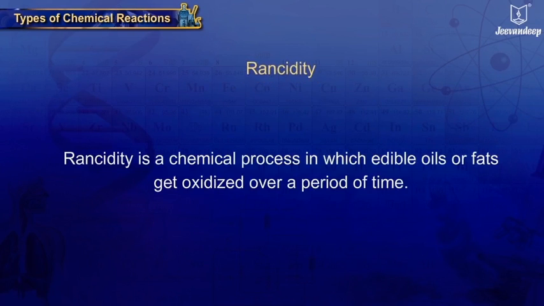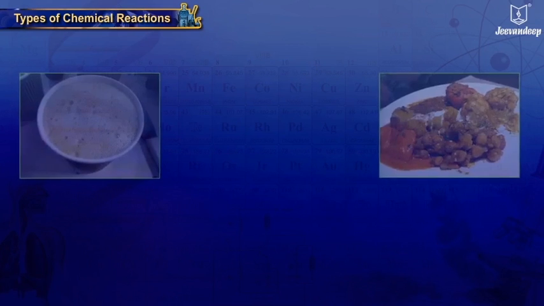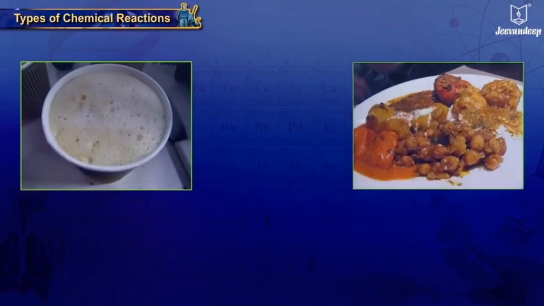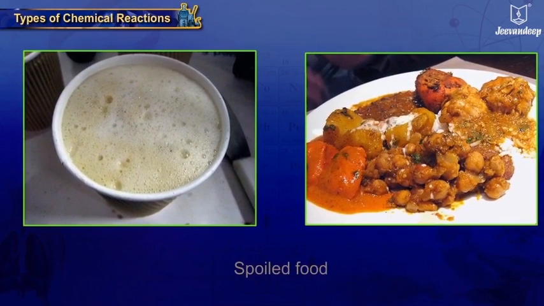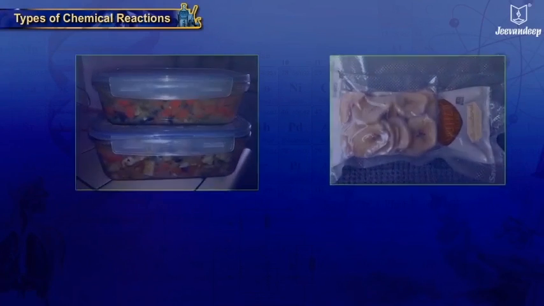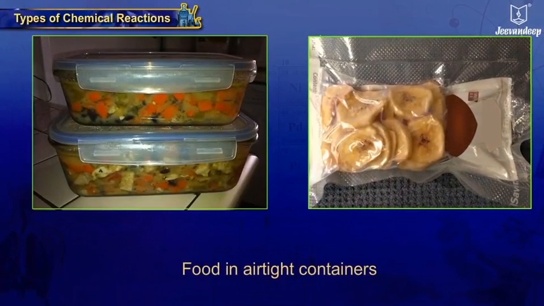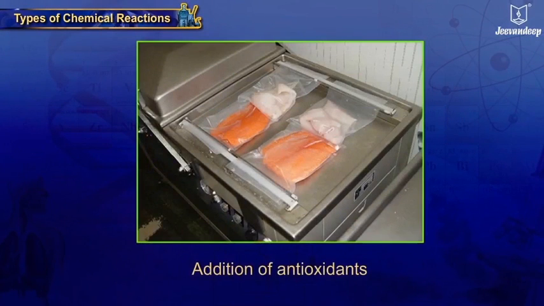Rancidity. Rancidity is a chemical process in which edible oils or fats get oxidized over a period of time. Oils or fats acquire a foul odor, taste, or froth due to oxidation, or when allowed to stand for a long time. Storage of food in airtight containers or addition of antioxidants prevents oxidation and thus rancidity.